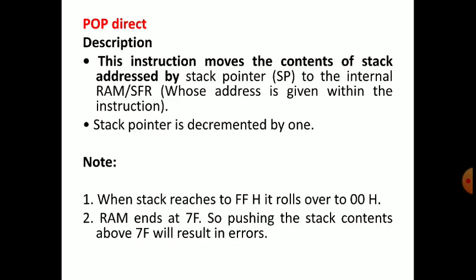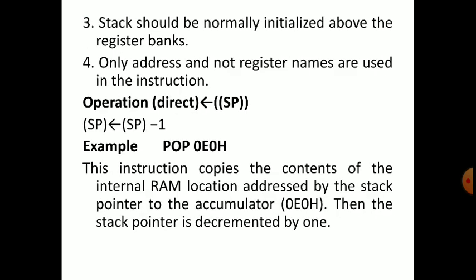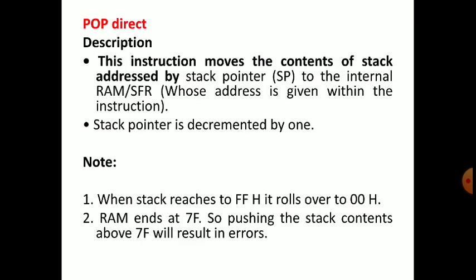The pop direct. Next instruction is pop direct. This instruction moves the contents of stack addressed by stack pointer to the internal RAM, whose address is given within the instruction. Stack pointer is decremented by 1 because we are removing the data, we are taking out the data from the stack. So when stack reaches FFH, it takes over to 00h, RAM ends at 7f. So pushing the stack contents above 7f will result in error, right? Because the RAM ends at 7f.